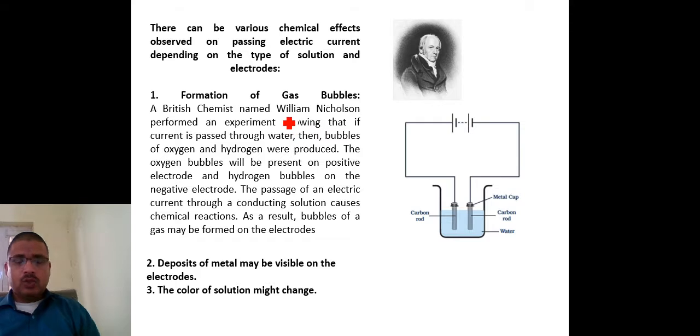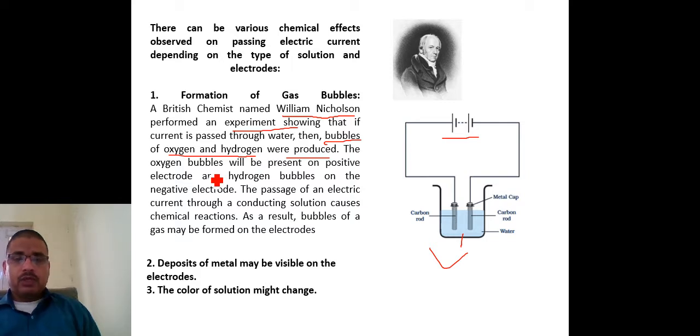Here there is a scientist whose name was William Nicholson, who performed an experiment showing what happens if current is passed through water. Here you can see there is water, and the current is passed from a battery source through the water. He found that bubbles of oxygen and hydrogen are produced. These are the two kinds of bubbles produced when the current is passed through the water.